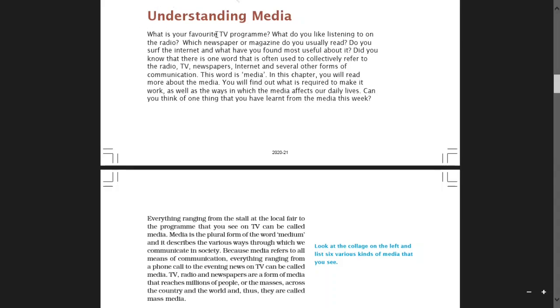What is your favorite TV program? What do you like listening to on the radio? Which newspaper or magazine do you usually read? Do you surf the internet, and what have you found most useful about it? Did you know that there is one word that is often used to collectively refer to the radio, TV, newspaper, internet, and several other forms of communication?